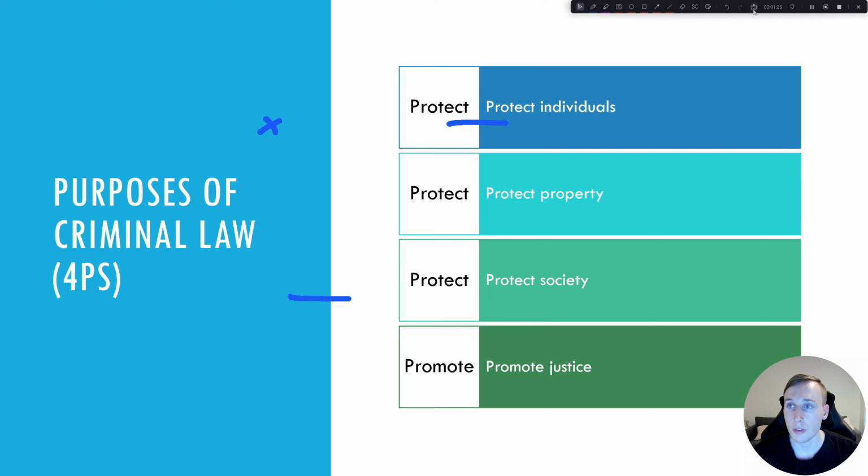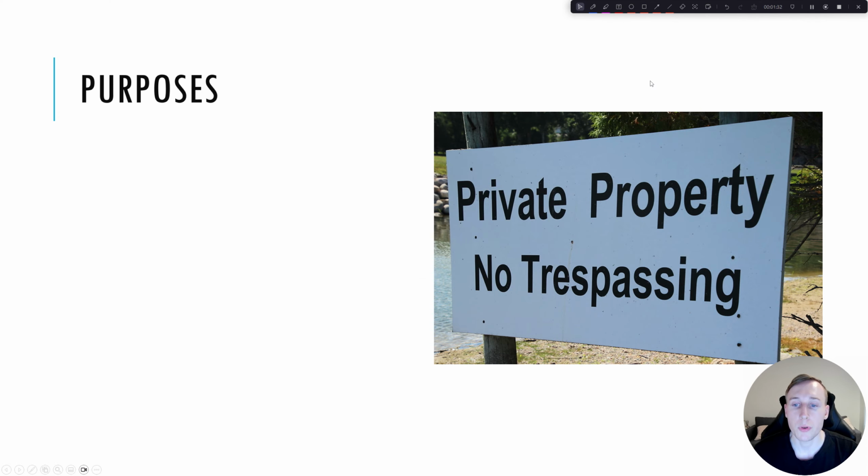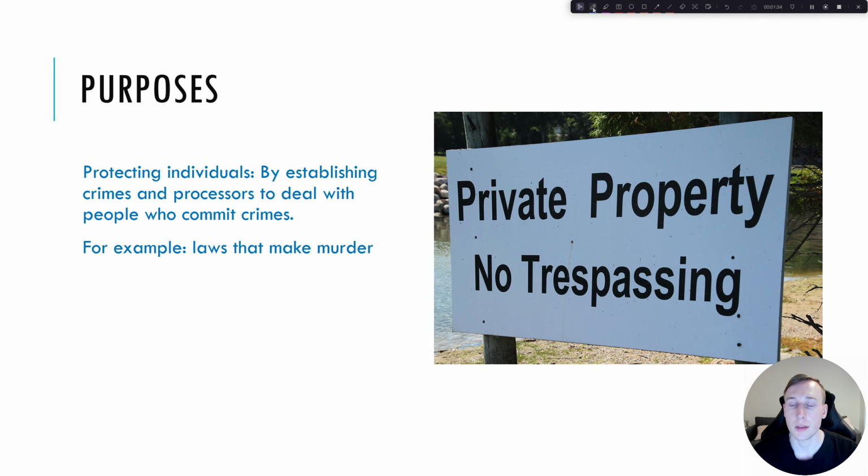So to start off with our 4 purposes of criminal law, and I'll deep dive into them. So the first purpose we have is that we want to protect individuals. So one of the main reasons we have our criminal law is we want to have processes primarily to deal with people who commit crimes.